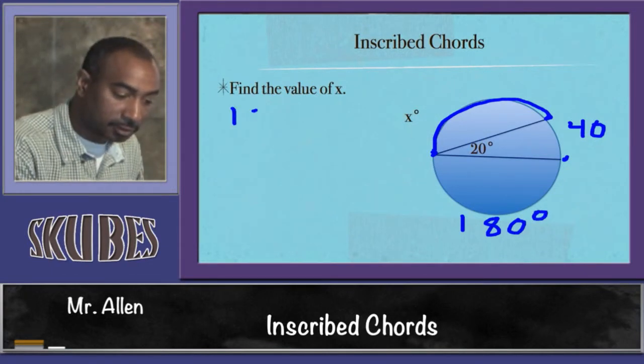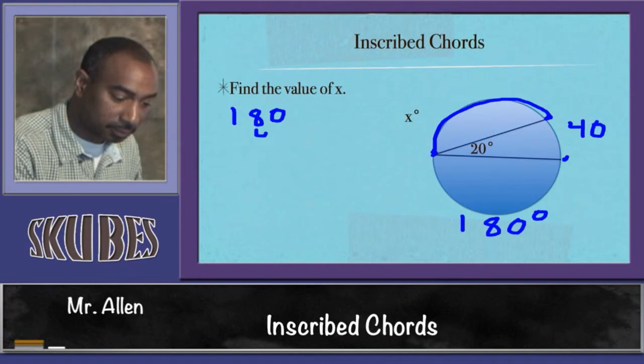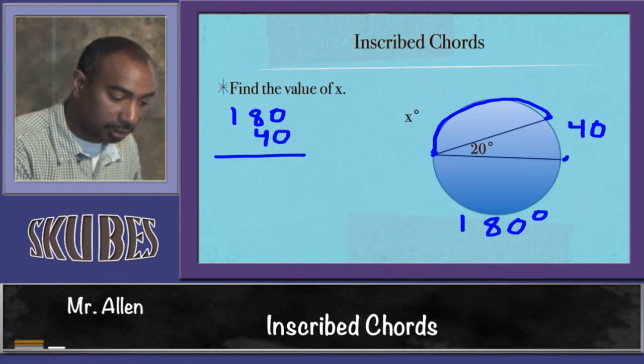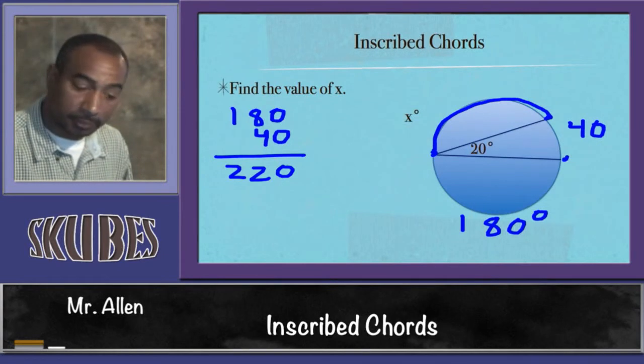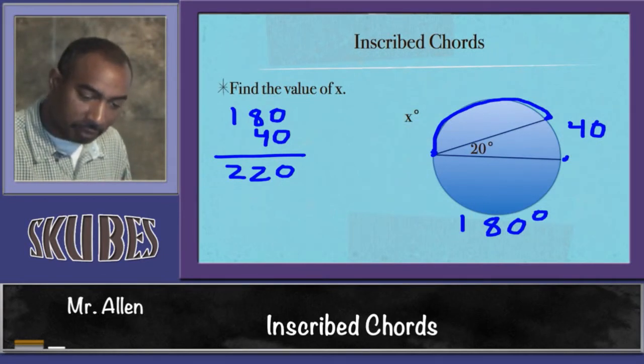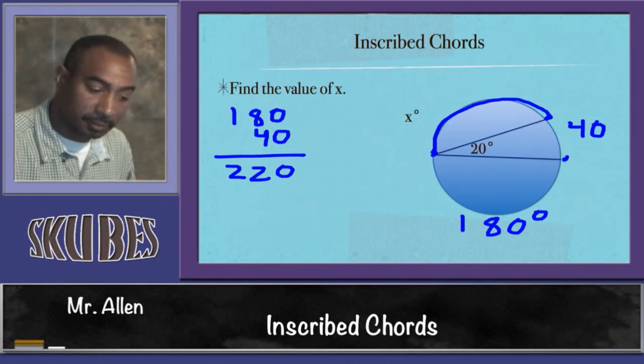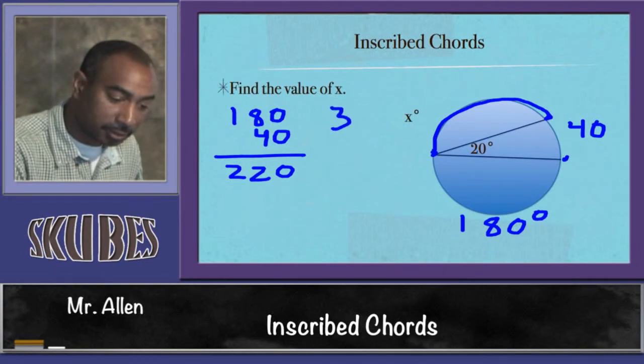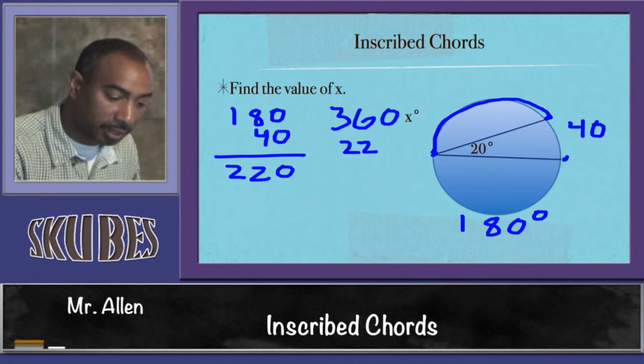If I add these measures together, I get 220. But in a circle, all the measures of the arcs must add up to 360. So I take 360 and I subtract 220 to get the value of x, which gives you 140.